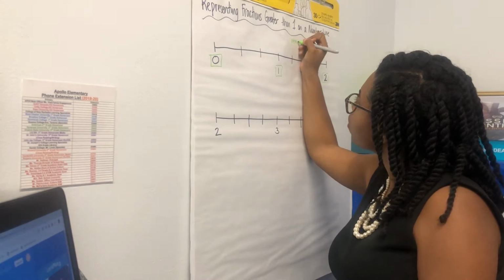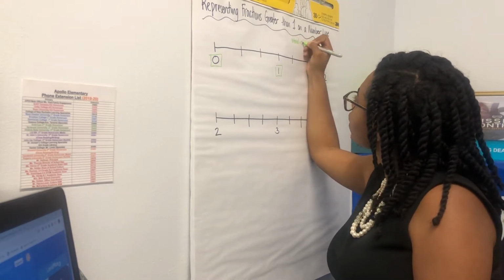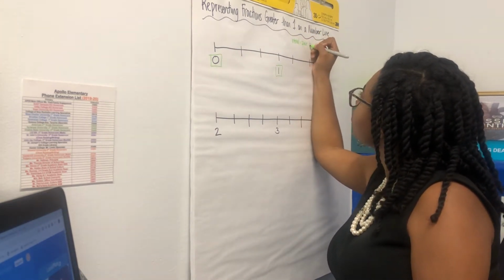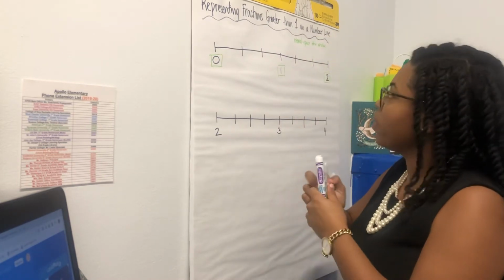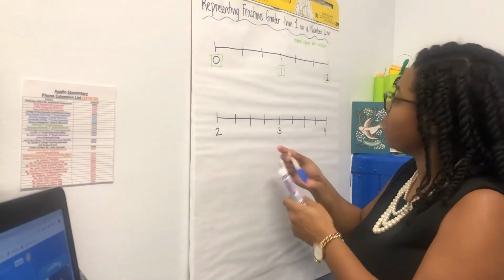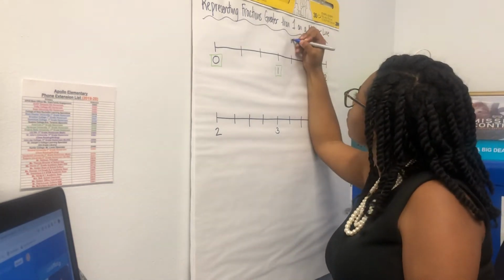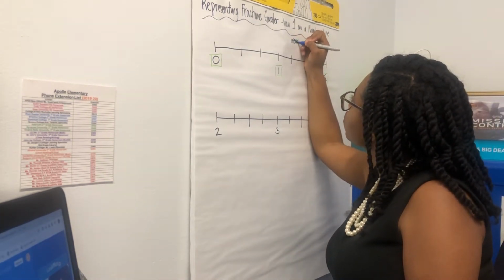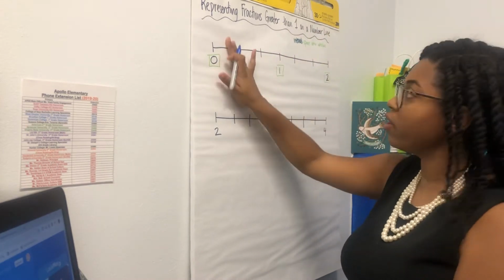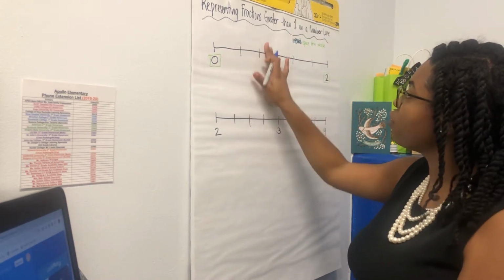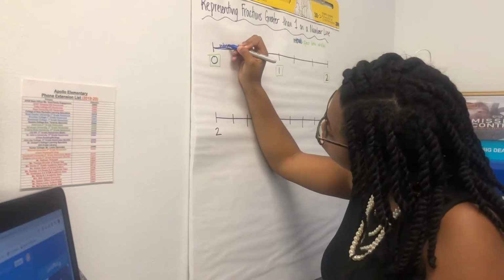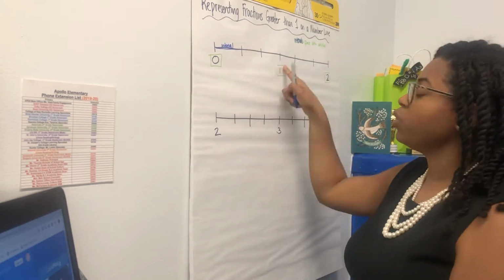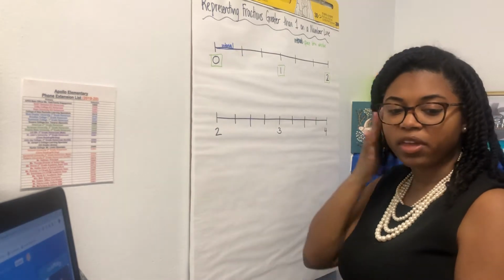Interval equals space between holes. So I'm going to go ahead and count the intervals. So I see 1 interval, 2 intervals, 3 intervals. This is an interval between one hole.